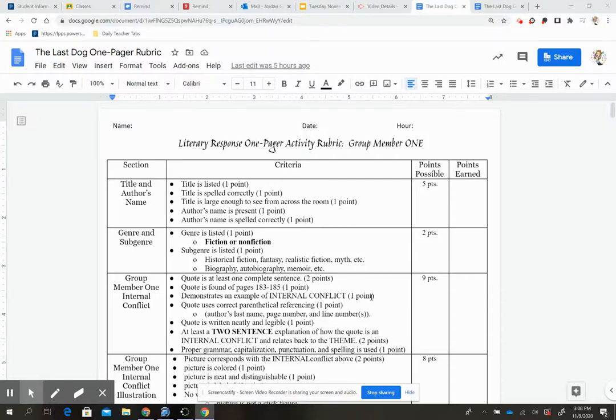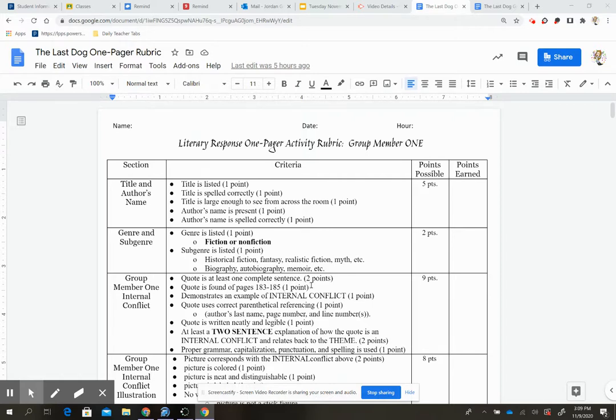Hey guys, today we're going to talk about a rubric for our one-pager assignment for The Last Dog. This is partially an independent, a pair, and a group activity. If you're one of my C students, I will explain to you what to do as well. You will choose one of the group member roles and complete the things on that rubric instead of having to have it all done. So let's look and see what we got.